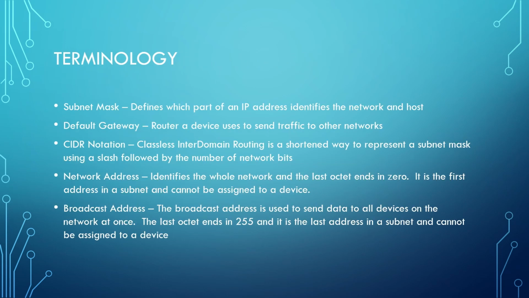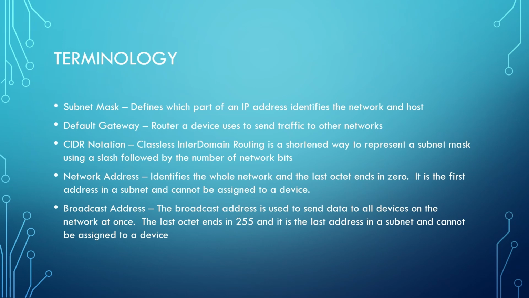We also have some terminology I just wanted to cover very briefly. The subnet mask is the part of an IP address that defines which specific part of an IP address identifies the network and host. The default gateway is what a device uses to send traffic to other networks. CIDR notation, aka classless inter-domain routing, is a shortened way to represent a subnet mask using a slash, followed by the number of network bits.